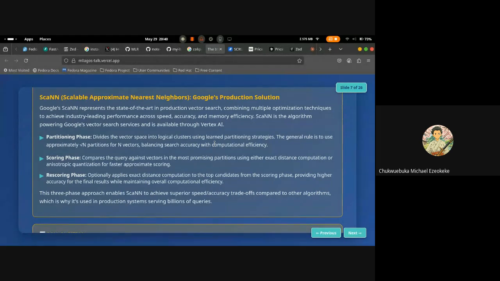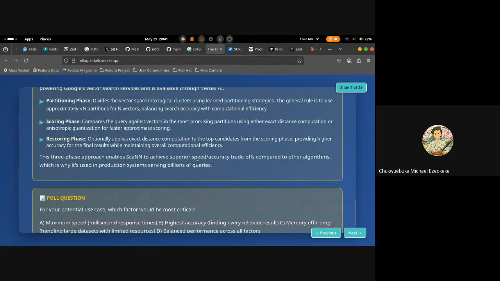Okay, let me just talk about Vertex AI. Vertex AI is a Google Cloud AI service. So if you want to use Google AI services, you could access them through Vertex AI. What ScaNN does is that it divides a vector space into clusters using partitioning strategies, and then it has a scoring phase and a rescoring phase. This three-phase approach helps you achieve superior speed and accuracy trade-offs compared to other algorithms. And Google believes that this is why it is needed in production systems that serve billions of queries.